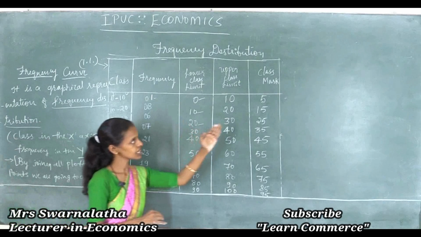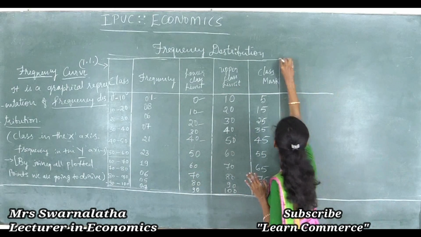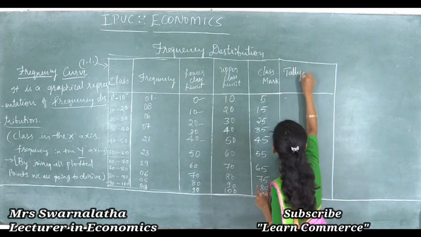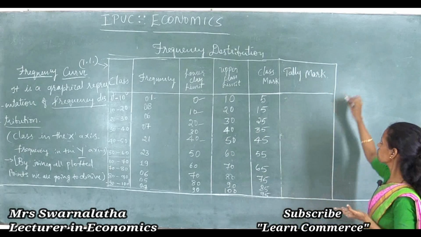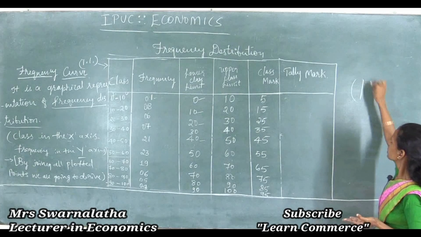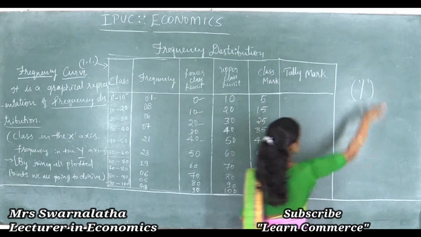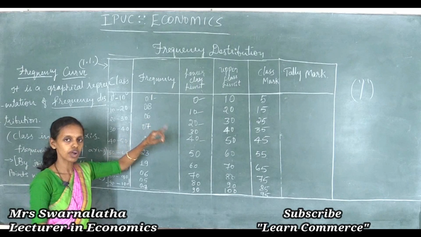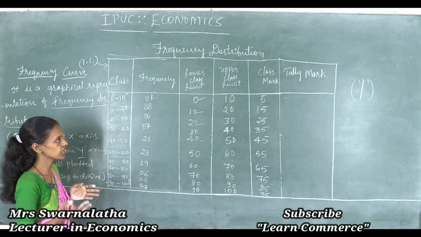So lower class limit, upper class limit and class marks you came to know. Now I will add one more column, that is tally marking. The tally mark is denoted by just one tally symbol. By marking this symbol, one can know it is the tally mark. It is easy to find the frequencies. Tally mark is used to find the frequencies, so it will avoid the chance of missing any data.